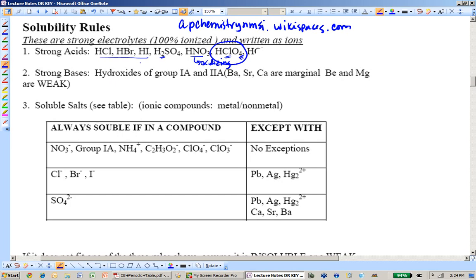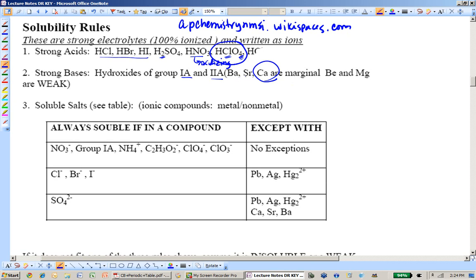All of these things you must memorize, 6 of them. Big whoop, 6, right? HCl, HBr, HI, sulfuric, nitric, perchloric. Those will always be written as ions. They're 100% ionized. Anything that's not in this list that is an acid, you write molecularly. Do not ionize it. Strong bases are hydroxides of group 1 and 2A, where calcium is marginal.